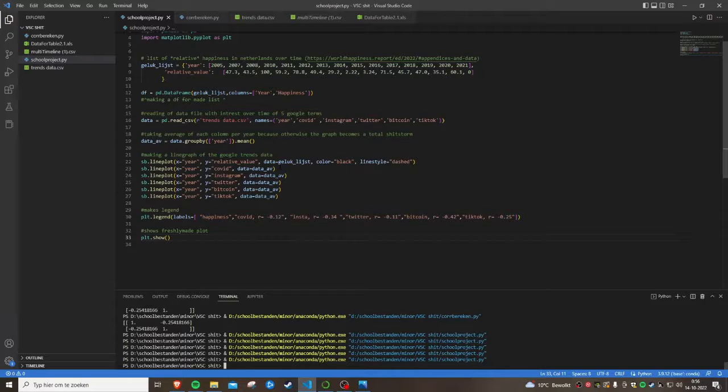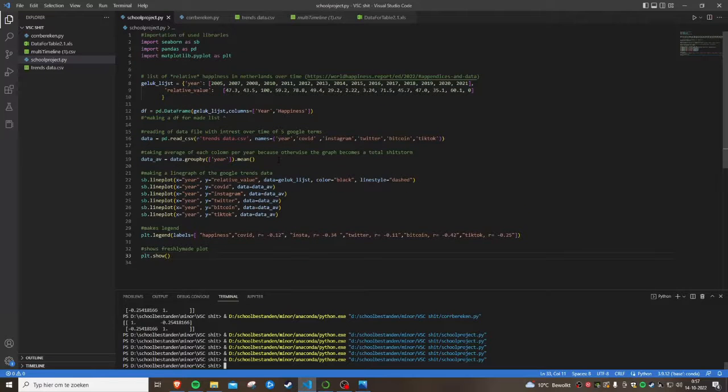Yeah, so I'll go into the technical workings here, right over here. So this is just importation of the libraries. This is the list of happiness in the Netherlands. I chose to only do the Netherlands because otherwise I would have a chart for every country.